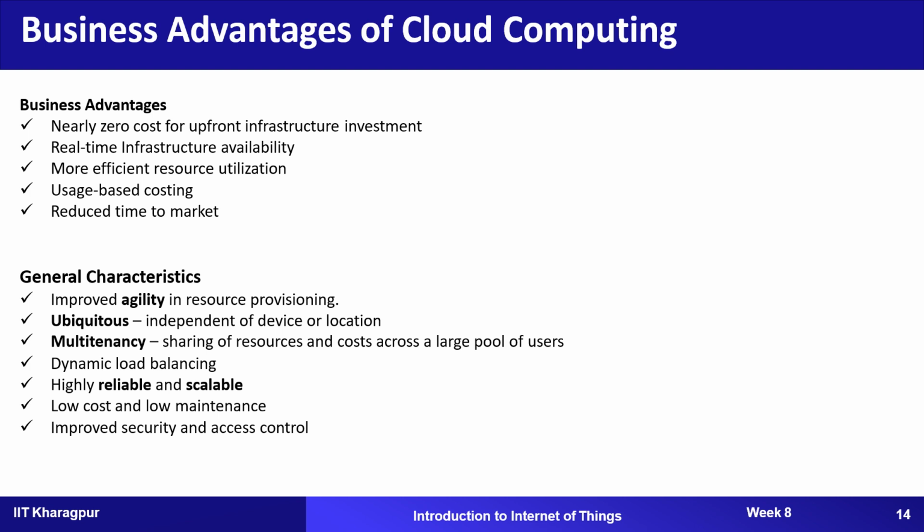Second is real-time infrastructure availability. Whenever you want to access the infrastructure, it will be available at that time. Third is more efficient resource utilization. Whenever you want to use a resource, you can access it, and whenever your work is done, you can release that resource. Then usage-based costing: you only have to pay for the amount of resources you use.